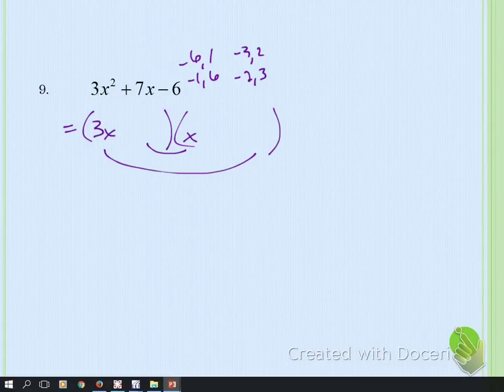So if we try to do 3 times 6, it's negative 18. Negative 18 plus 1 is too big. 3 times 1 is 3 plus negative 6 is negative 3. Doesn't work. We keep trying these.